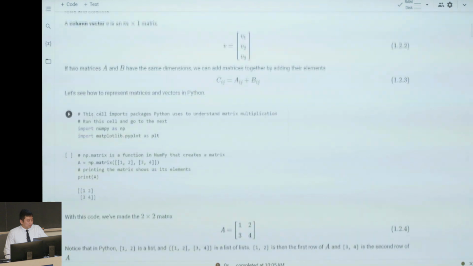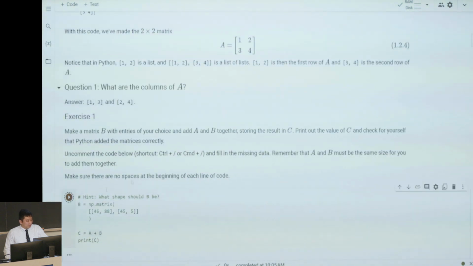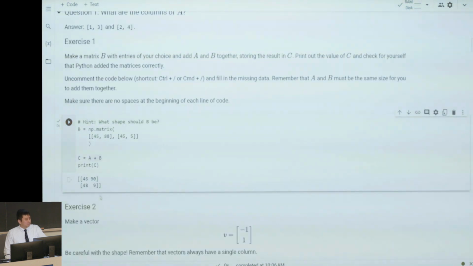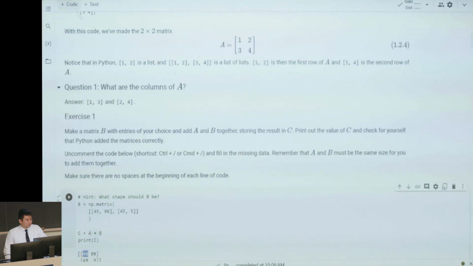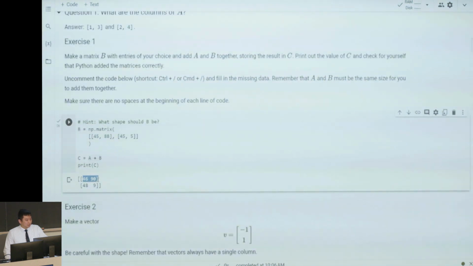Oh, sorry. So we've added the entries, 45 plus 1, 88 plus 2, 45 plus 3, 5 plus 4. And you get what you expect.